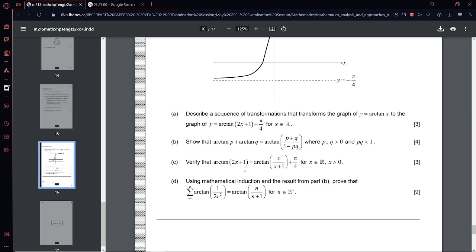Verify that arctan of 2x plus 1 equals this thing. It says verify. Maybe should I try to use this formula? Wait, let me just think once. Wait a minute. So we showed this formula before, and then it says verify. Where can I use this to my advantage? Hold up. It says PQ is greater than 0.